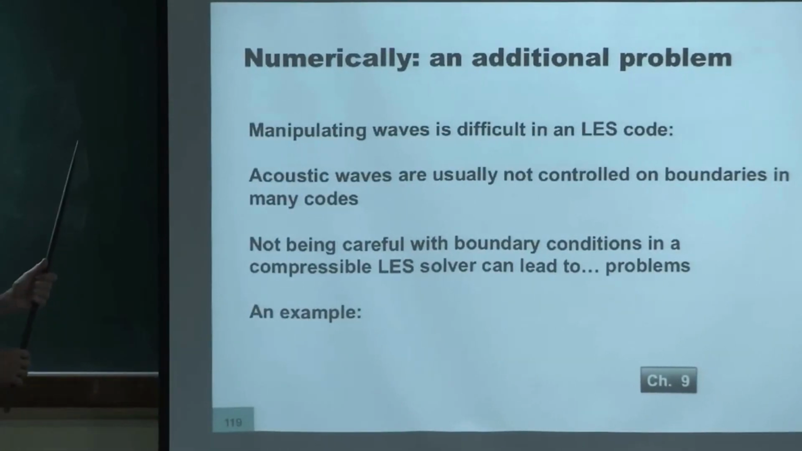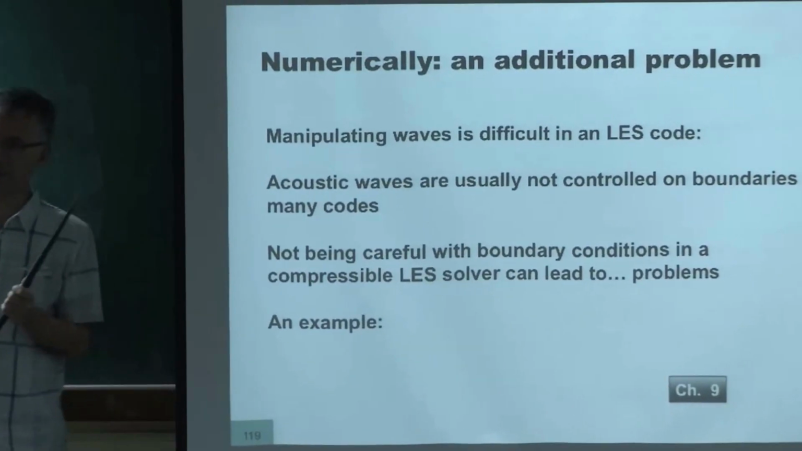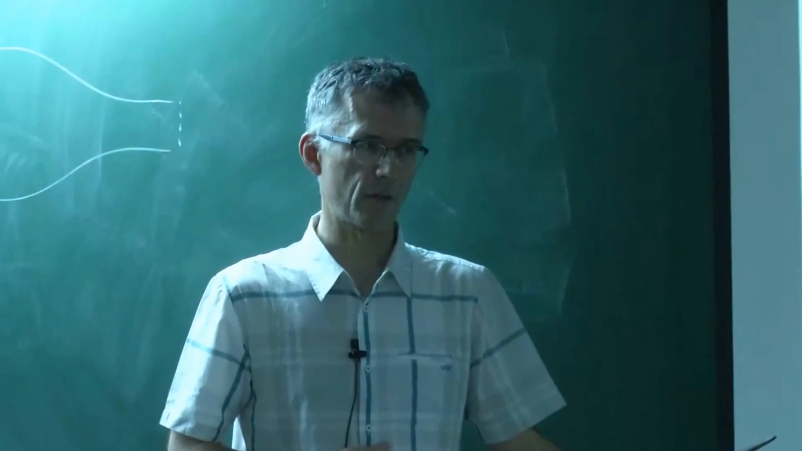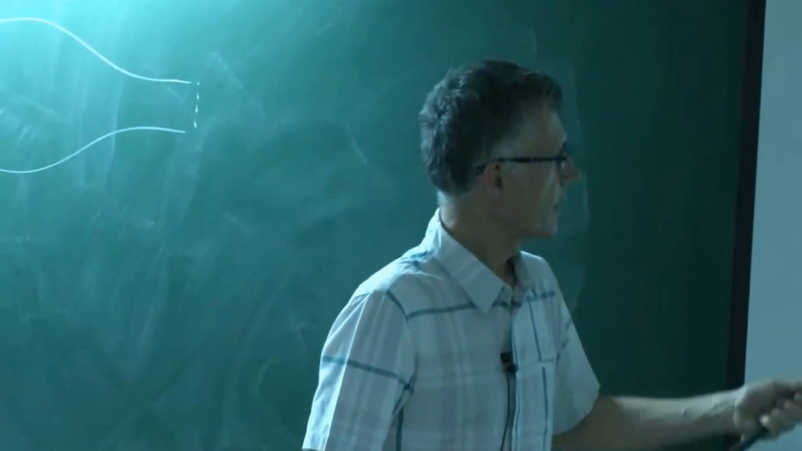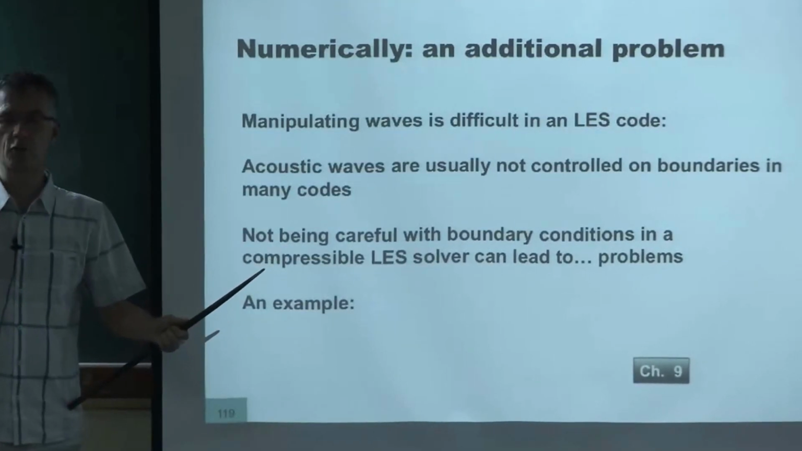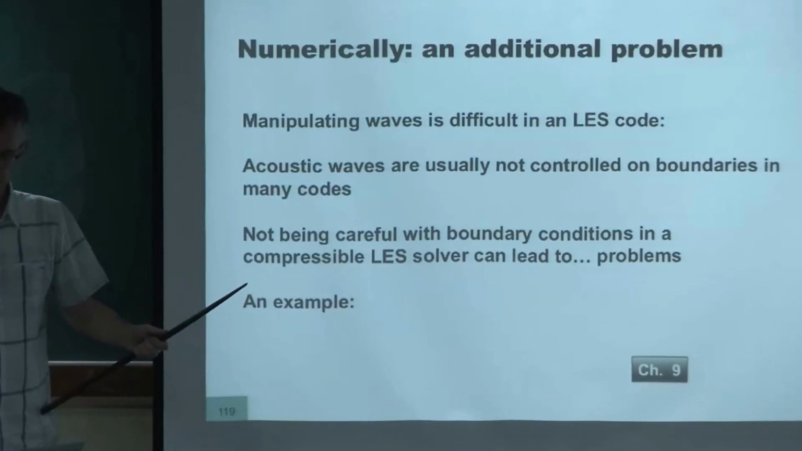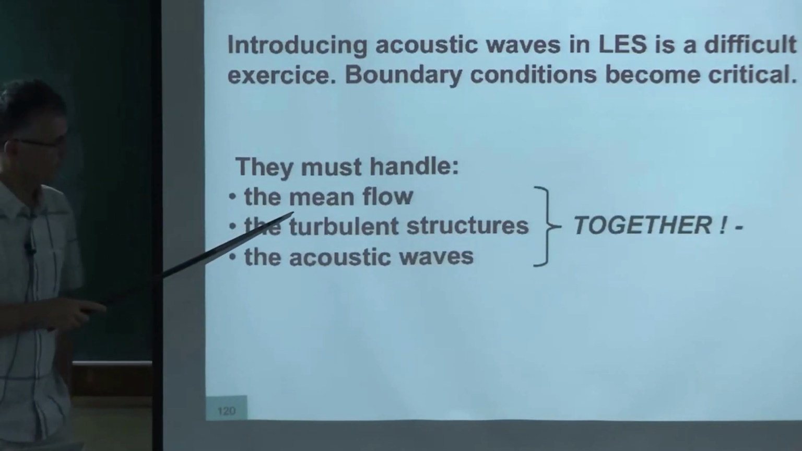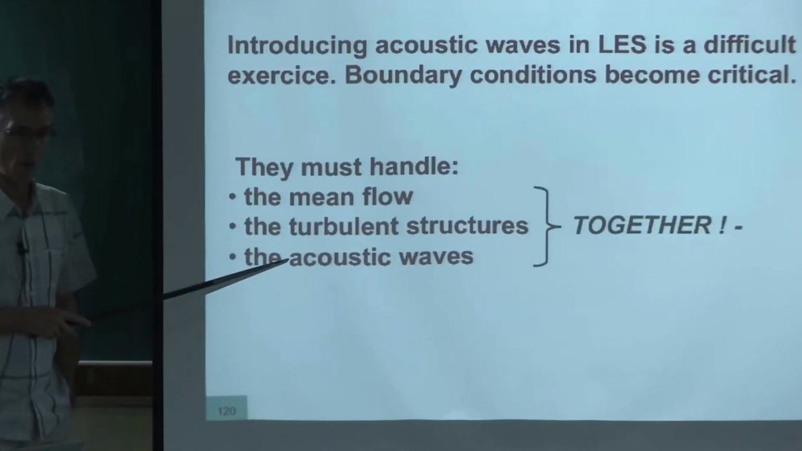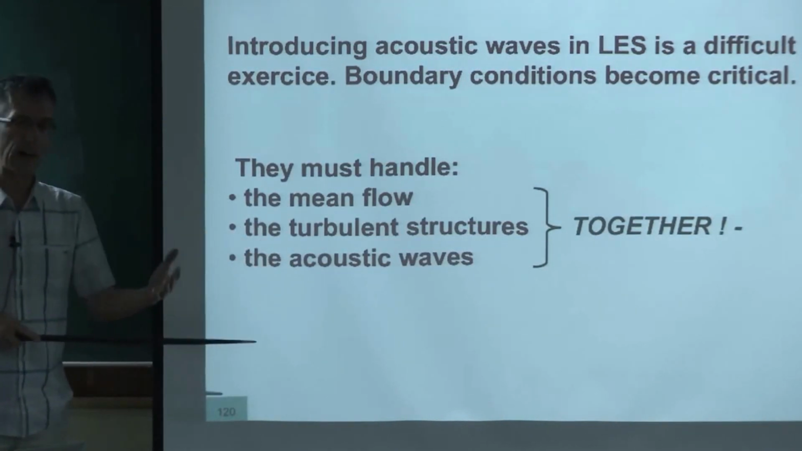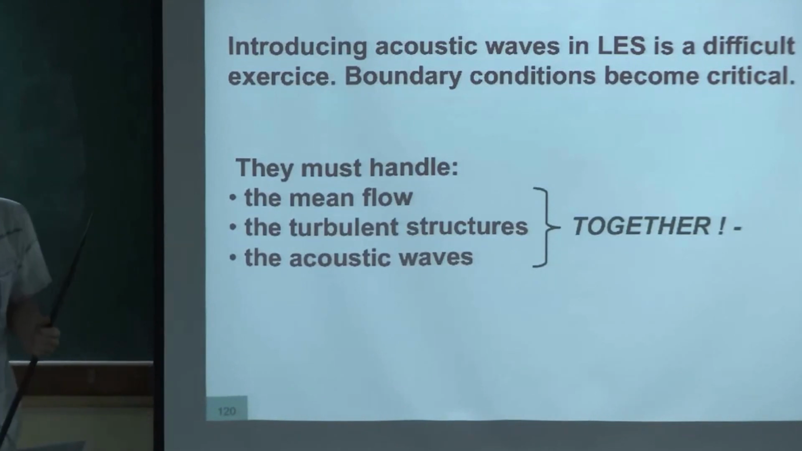Now, another problem. I just want to touch on that to explain also why I spent so much time yesterday on this question of boundary conditions. Introducing waves is not that simple in a code. You could say, okay, I just have to pulsate the inlet. Well, it is true and it's not. We need to make sure that we can handle all these problems at the same time: the turbulent injection, the mean flow, and on top of that, now we add an acoustic signal.